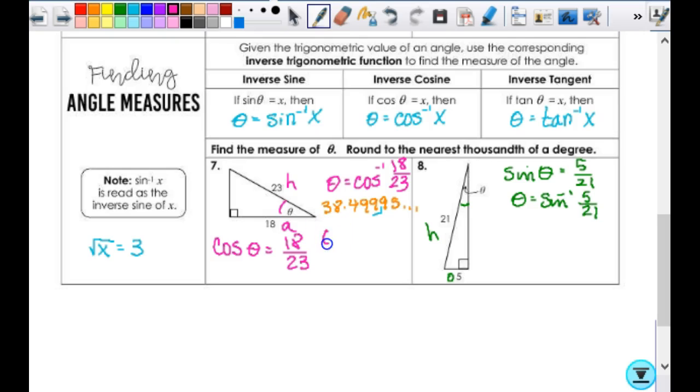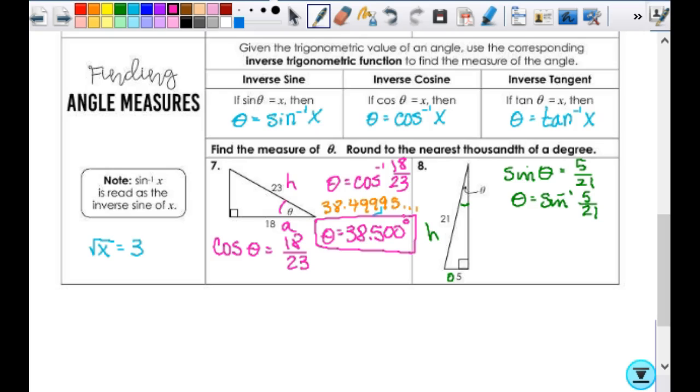So what this gives me then in the end is that theta is equal to 38.500. And those zeros are important because that tells me that there's something else out there. If I got exactly 38.5 in my calculator, then my answer is 38.5. But this right here is saying we rounded it and they just happen to be zeros. And then it is degrees because there are units there. Okay.